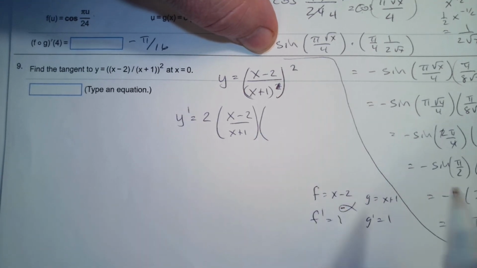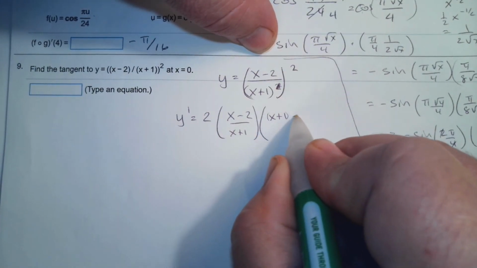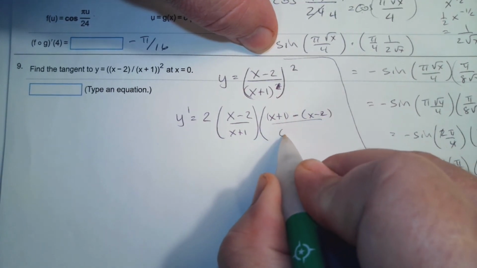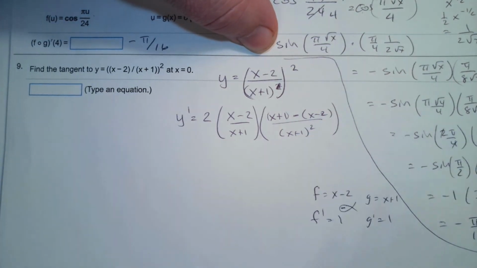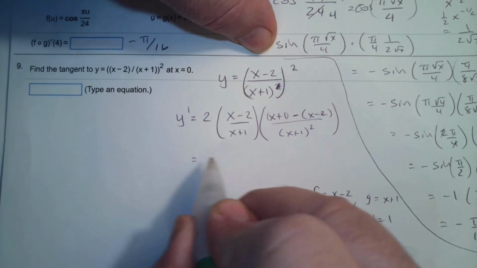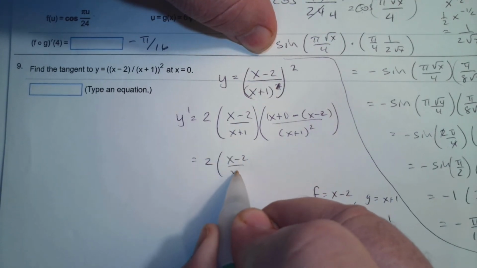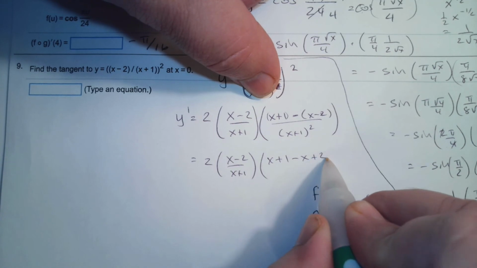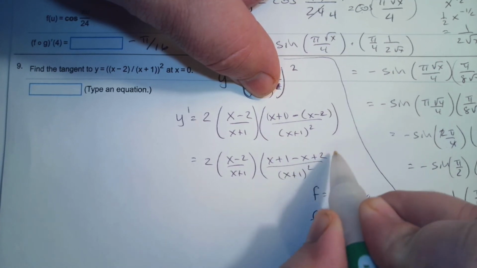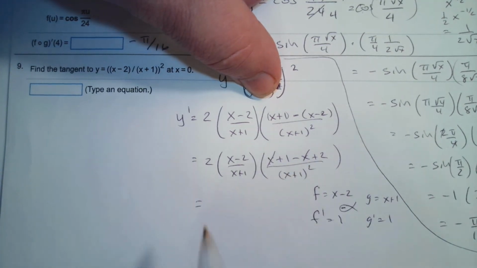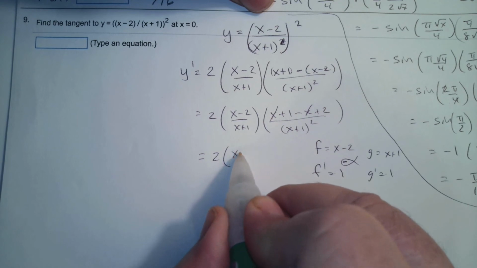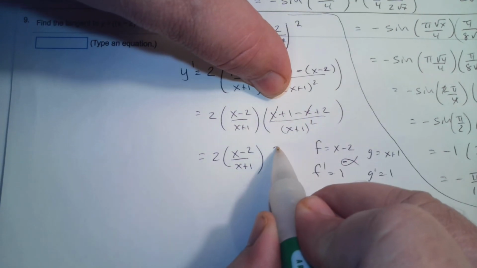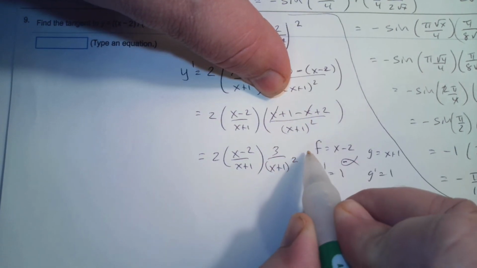Since it's division, it's minus. So it's (x plus 1) minus (x minus 2). I have to put parentheses because it's a minus sign, over (x plus 1) squared. So it's x plus 1 minus x plus 2, over (x plus 1) squared. The x's cancel. 1 plus 2 is 3 over (x plus 1) squared.